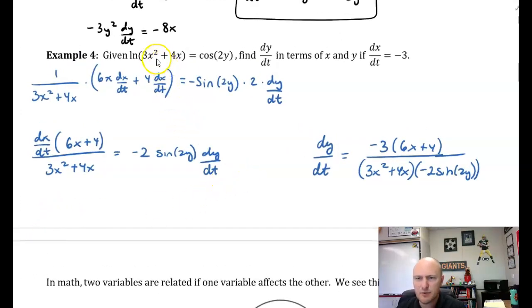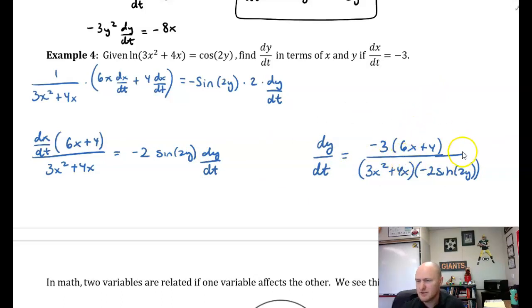I went ahead and differentiated both sides. So we had 1 over 3x squared plus 4x times the derivative inside. So I have 3x squared plus 4x, the derivative of that would be 6x times dx/dt plus 4 dx/dt. Okay, and if you factored that out or multiplied by it after, you could do that. And then I just moved this expression into the numerator. And this is equal to negative 2 sine of 2y dy/dt. And then I just divided both sides by negative 2 sine of 2y. And here is our solution.